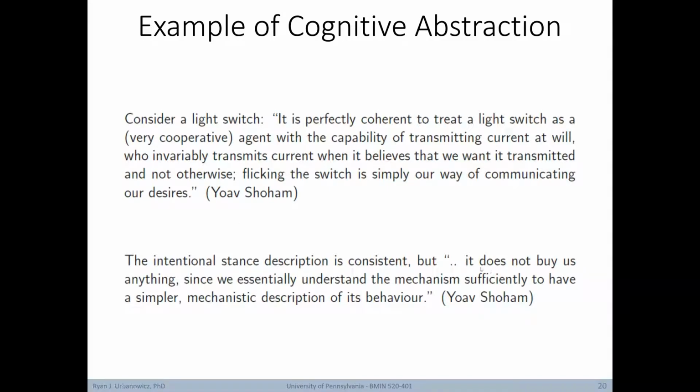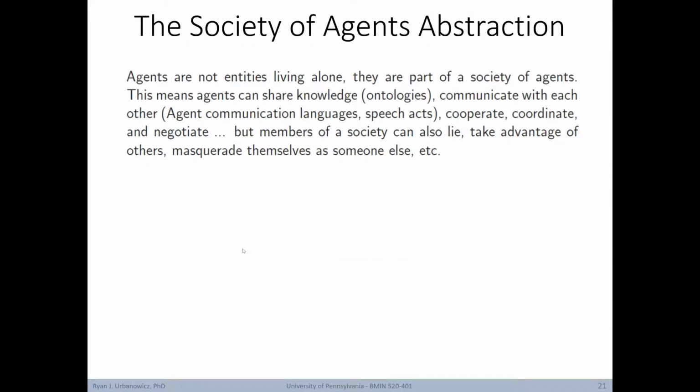In this situation, it does not bias anything to think of a light switch this way, since we essentially understand the mechanism sufficiently and we already know the simple mechanistic description of its behavior. However, we frame this example to illustrate how a cognitive abstraction might be more useful in a much more complex agent setting. Next, let's talk a little bit about the society of agents abstraction.